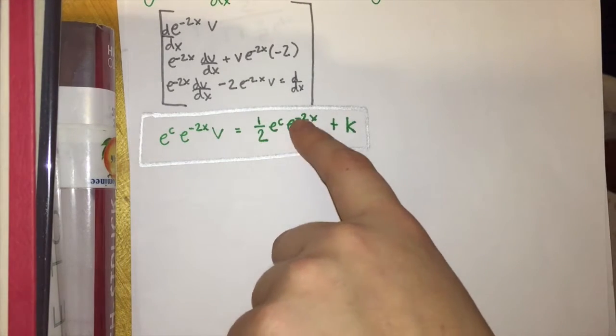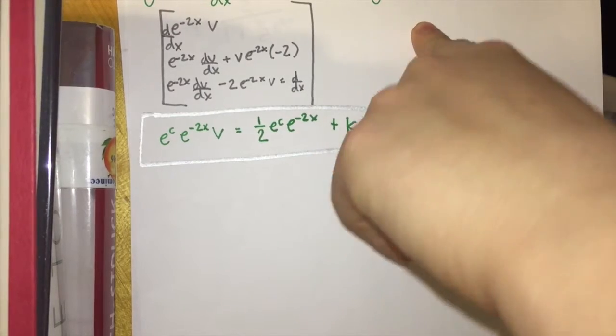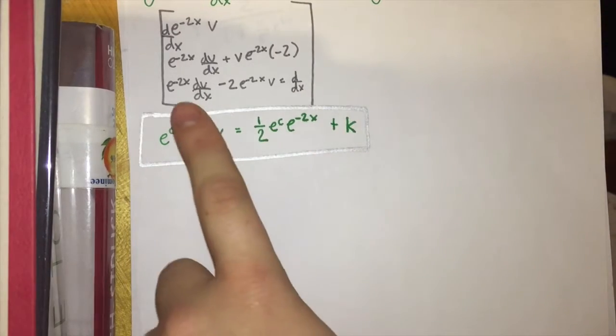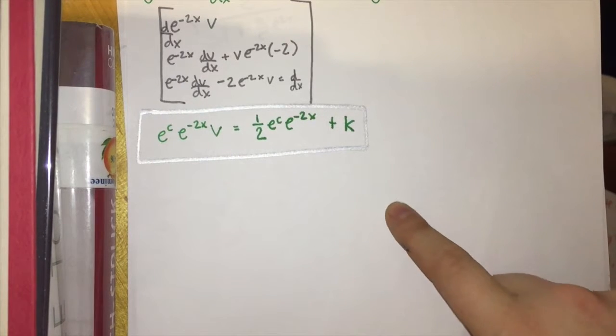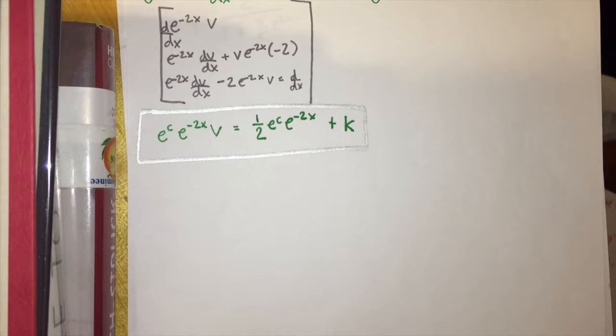We have a negative, so we have 1/2 here. e to the c times e to the negative 2x plus k, because we're doing our integration. We don't want k's on both sides, we just want 1. And then the k is different from the e to the c. They're both constants, but they both come from different times that we integrate. So you shouldn't really make them into one constant because they're two different numbers.